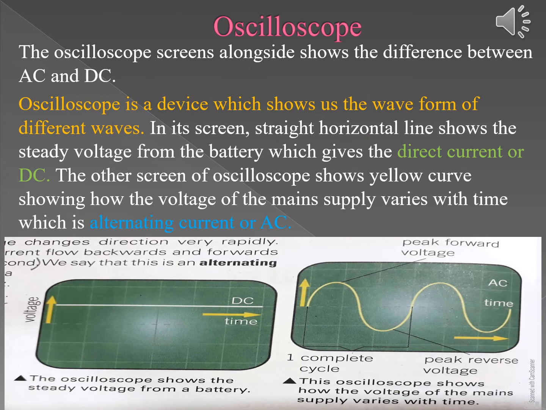Oscilloscope. The oscilloscope screens alongside show the difference between AC and DC. Dear students, an oscilloscope is a device which shows us the waveform of different waves. On its screen, a straight horizontal line shows the steady voltage from the battery, which gives the direct current or DC. The other screen of the oscilloscope shows a yellow curve showing how the voltage of the mains supply varies with time, which is alternating current or AC.